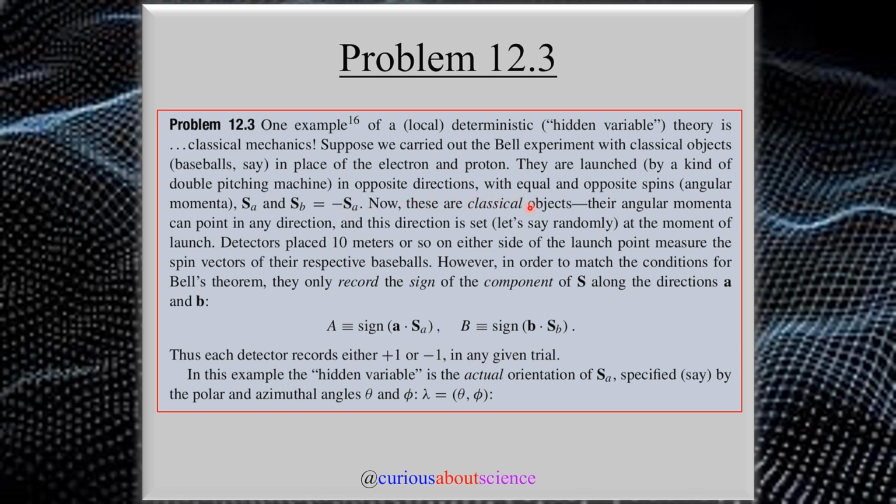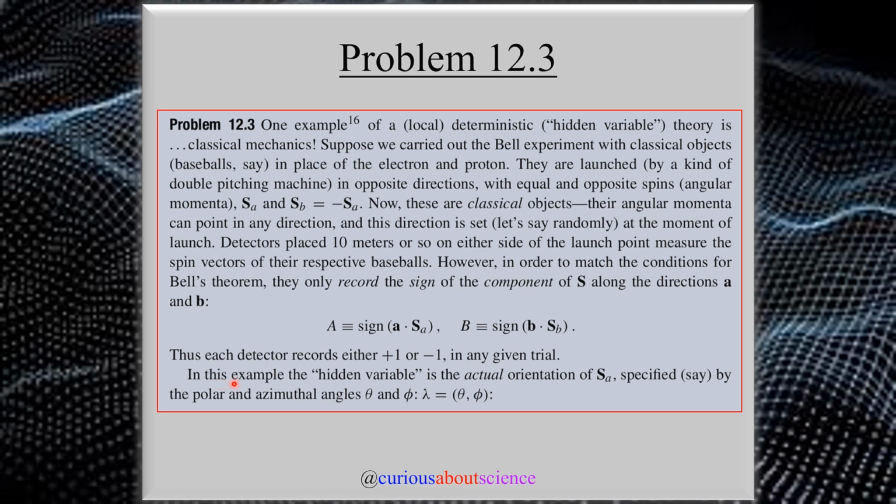Now, these are classical objects. Their angular momenta can point in any direction, and this direction is set, let's say randomly, at the moment of launch. The detectors placed 10 meters or so on either side of the launch point measure the spin vectors of their respective baseballs. However, in order to match the conditions for Bell's theorem, they only record the sign of the component of S along the direction a and b, where A is equal to the sign of a dot S_A and capital B is equal to the sign of b dot S_B. Thus, each detector records either +1 or -1 in any given trial.